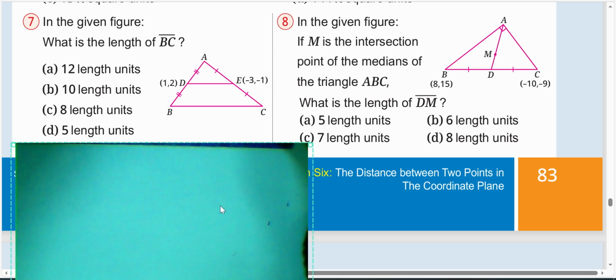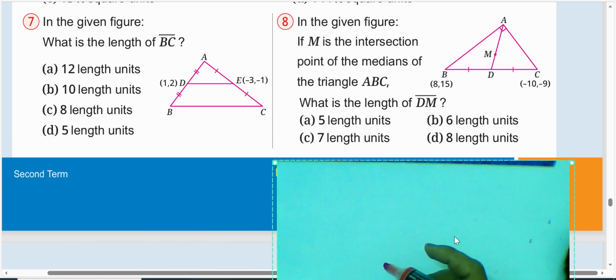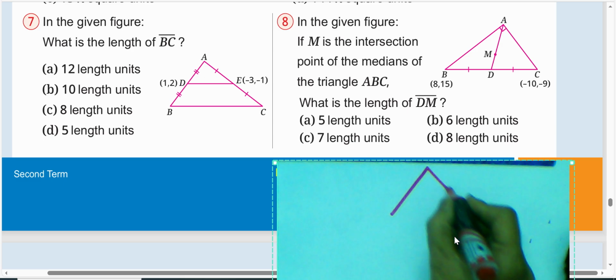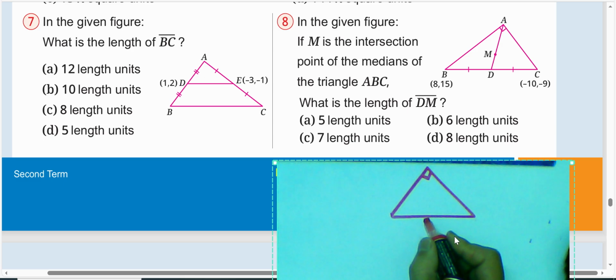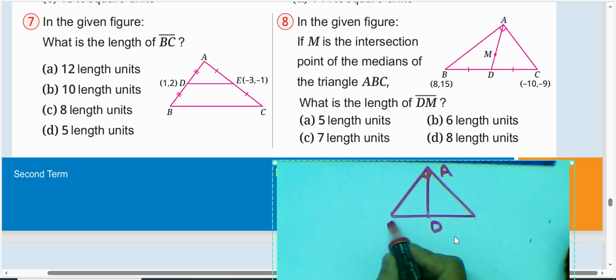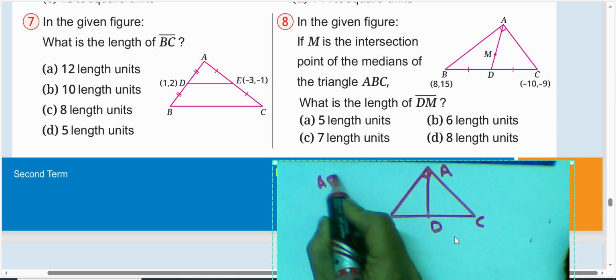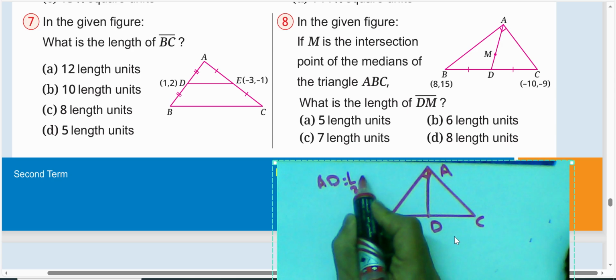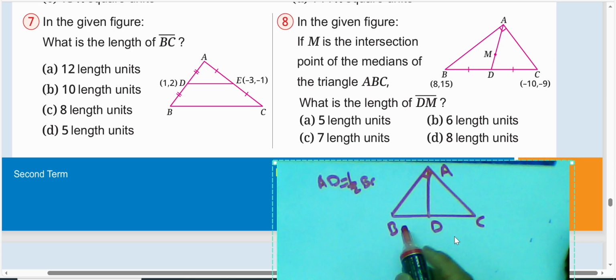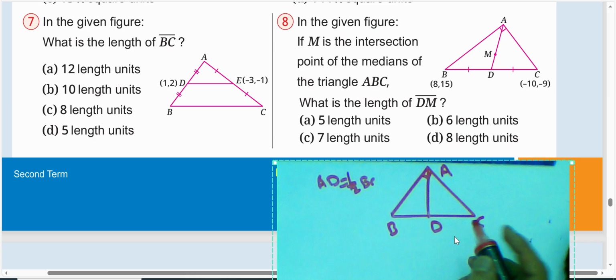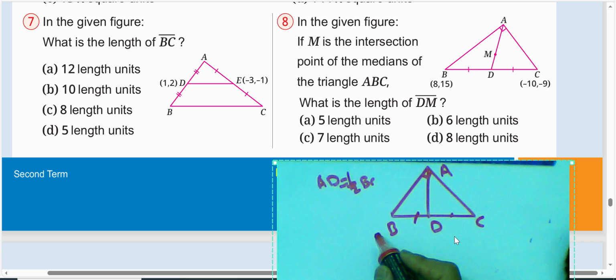Next question. In the given figure, M is the intersection point of the medians of triangle ABC. What is the length of MD? We have here a right angle triangle, and AD is the median. The length of AD is half of BC, because AD is the median of the right angle triangle.